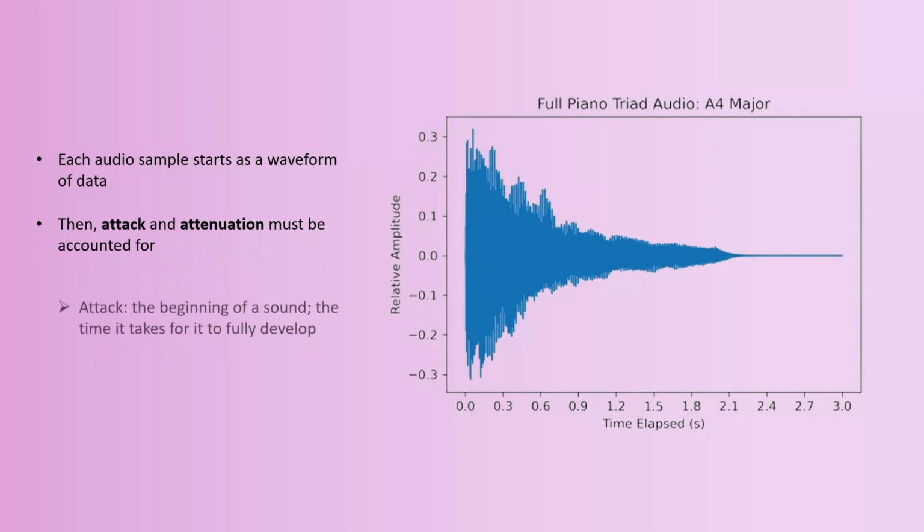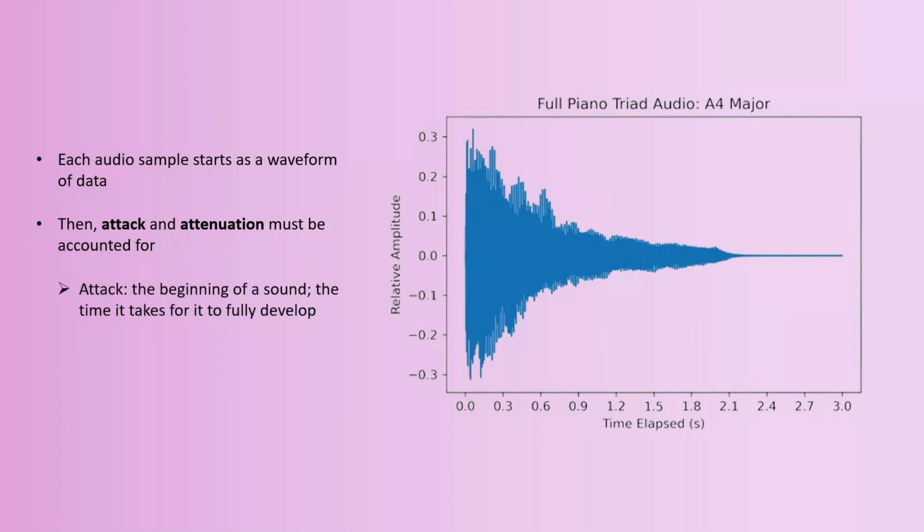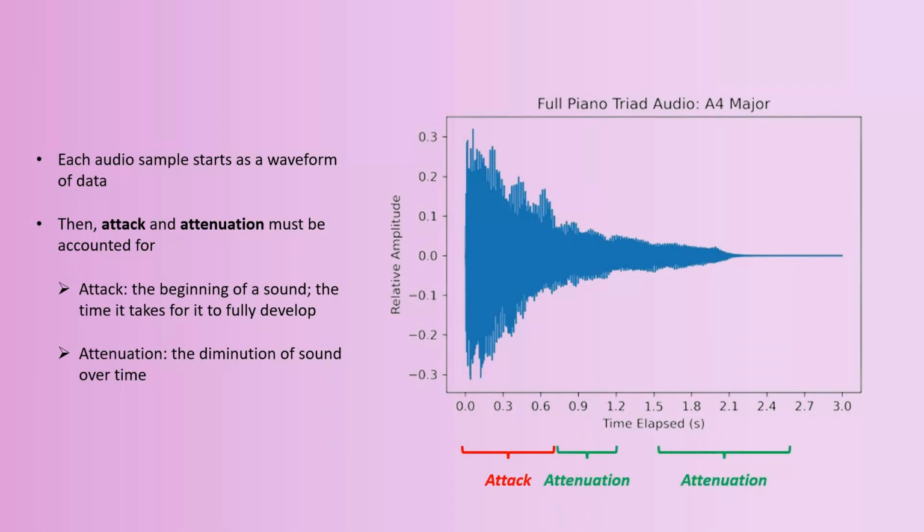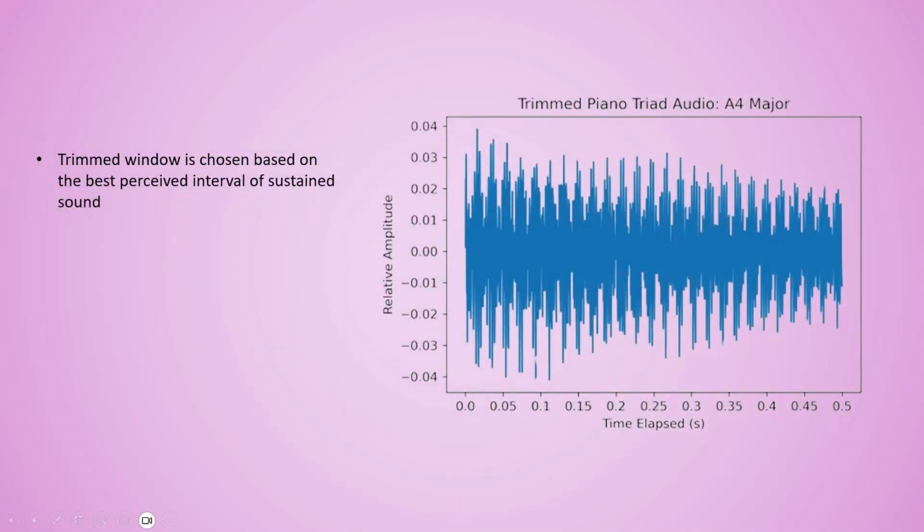Attack is the beginning of a sound, the time it takes for it to fully develop. For this waveform, the attack segment would be around here. Attenuation is the diminution of sound over time. For the purposes of my research, I have deemed the attenuation sections to be over here. However, it technically happens over the entire audio file. This leaves us with this sliver of time for us to analyze the sound. Now we have our trimmed window chosen based on the best perceived interval of sustained sound.